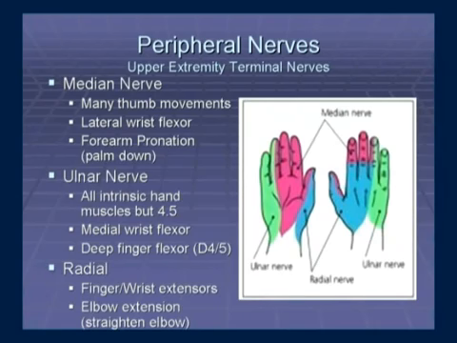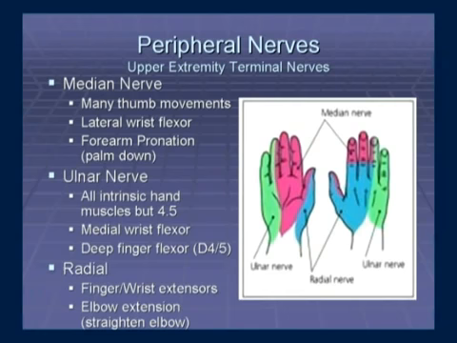So we'll start with the median nerve. This is the nerve that basically separates us from the animals. It gives us an opposable thumb. It, in fact, does many of the thumb movements. It also works as a lateral wrist flexor, meaning this is lateral. It'll help flex the wrist. It provides motor function on this side.